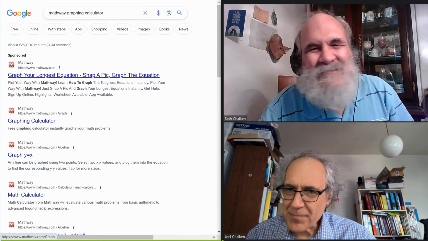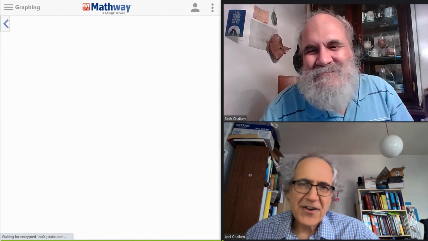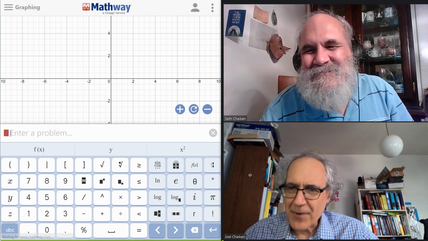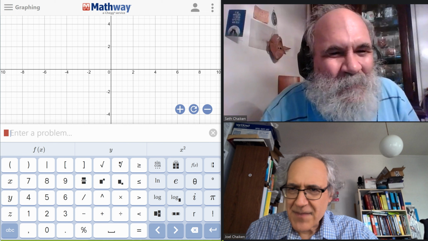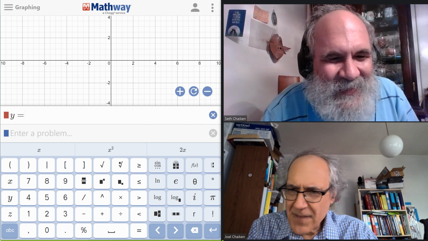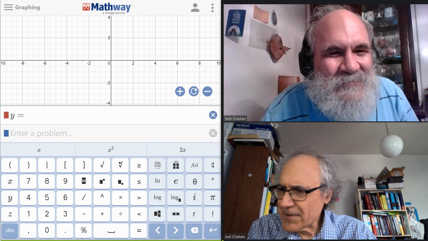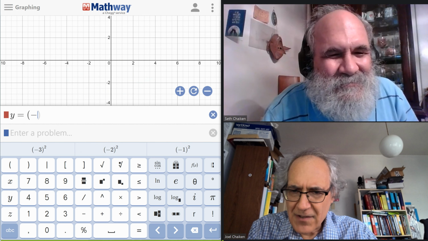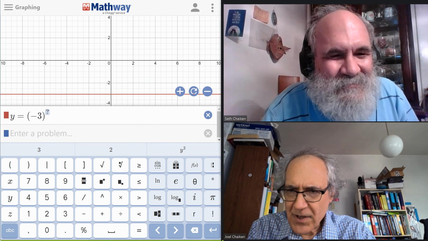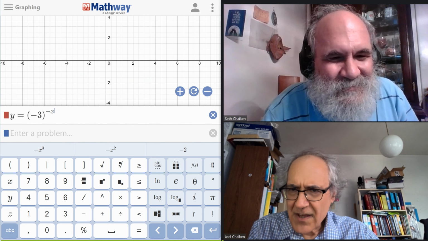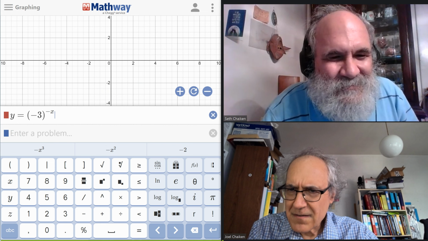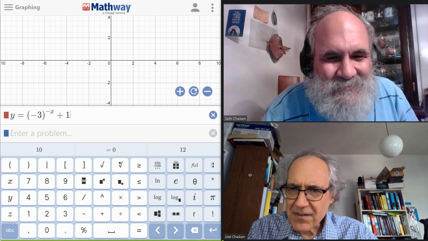Let's try a competitor graphing calculator. Okay, Mathway. Let's see. I love parentheses. -3 to the negative x plus 1. So it's not doing it either.